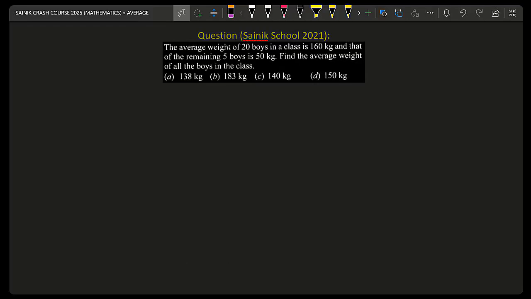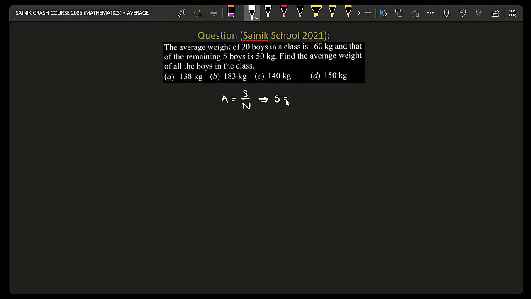Vishnu, can you answer this question? Sir, read the question again. The average weight of 20 boys in a class is 160 kilograms, and that of the remaining 5 boys is 50 kilograms. Find the average of all the boys in the class. Okay, how to find the average weight of all the boys in the class? So first we have to find the sum of the total class. See, we know average is equal to sum of the observations by number of observations. From this, I want the sum. How can I calculate it?